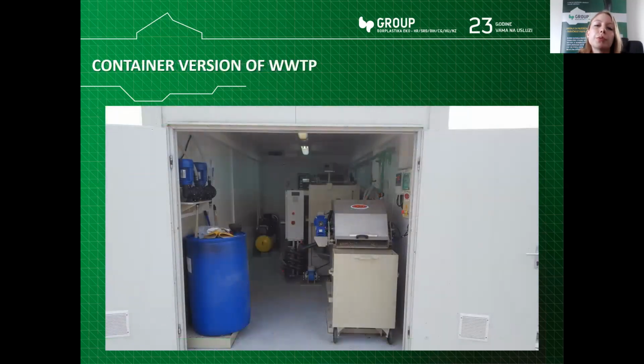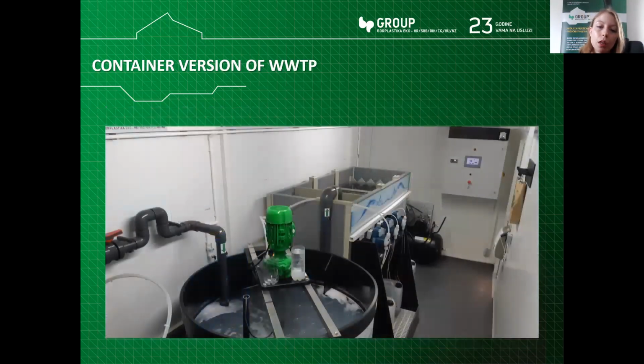This is another container version of wastewater treatment plants, and in front you can see a drum screen which is used for pre-treatment. We already saw a screw screen, and this is a smaller pre-treatment for wastewater. This is another container version of a wastewater treatment plant. In the picture we can see the plant that is made for the metal processing industry.